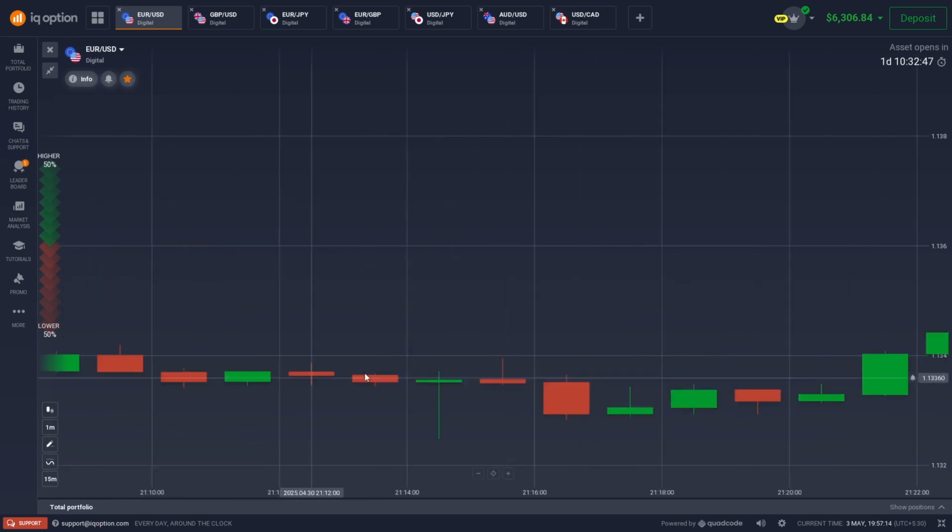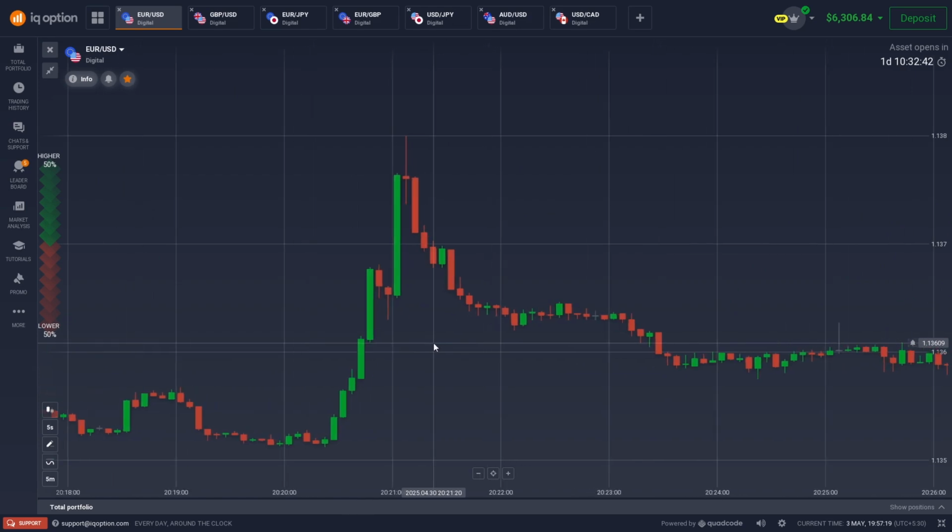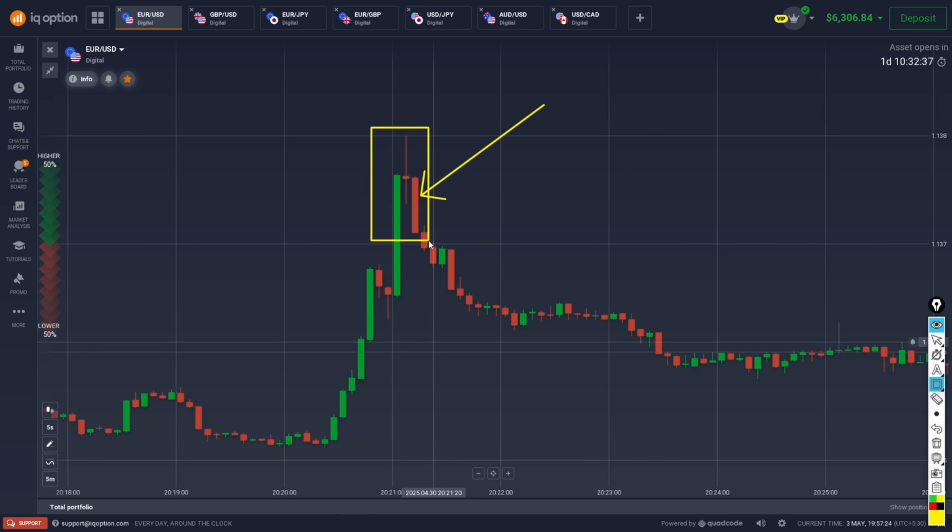Let's see the 5-second chart. What happened on the 5-second chart? And on the 5-second chart, what you have is this reversal pattern.